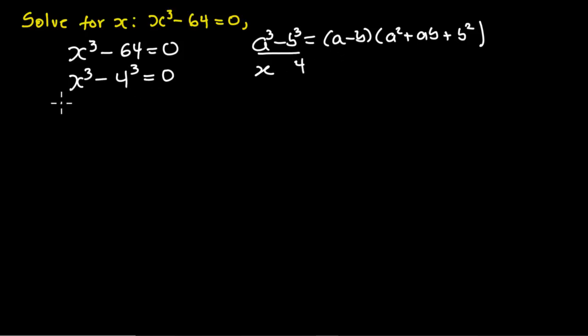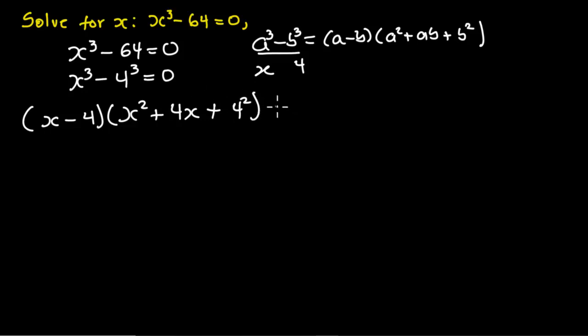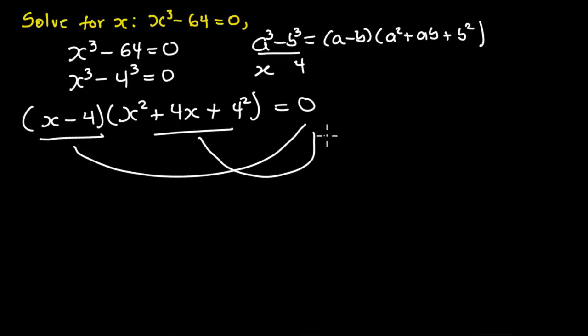So the left hand side is going to be a minus b, and a is x, so you are going to have x minus, and b is 4, so x minus 4, multiplying a squared, which is x squared, plus ab, so 4 times x, 4x, and then plus b squared, and b is 4, so 4 squared, to be equal to 0. So from here we can equate this to 0, then we can also equate this to 0. So let's do that.